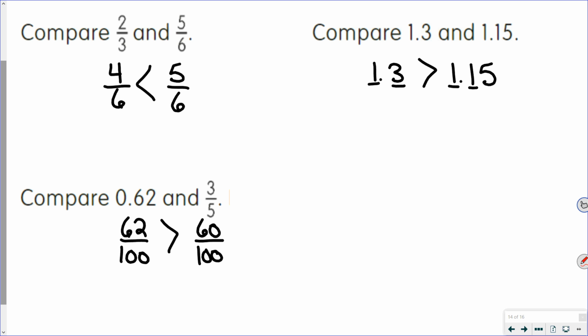Or another option is we know that 3/5 is equivalent to 6/10. 6/10 is written as 0.6. And so 62/100 would be greater than 60/100. So either method is fine. Either converting them both to fractions or converting them both to decimals, you will get the same answer.